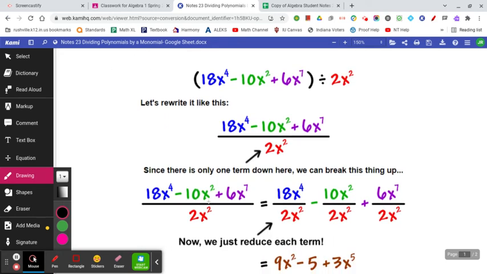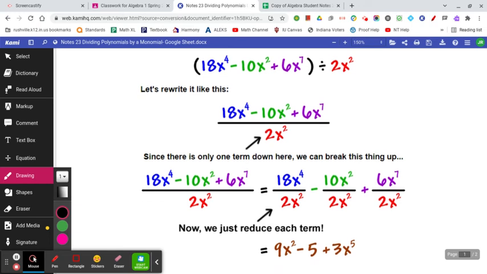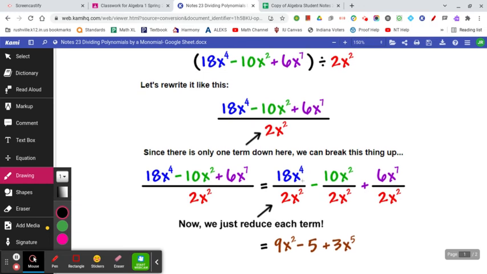Because there's only one term in the denominator, we can break this apart. We can rewrite every single term from the numerator, each being divided by that monomial in the denominator. Then we're going to do what we did last class, and simplify each of these fractions, each of these rational expressions. Treat numbers like numbers: 18 divided by 2 is and always will be 9. But x to the fourth divided by x to the second: if we have 4 x's on top and we're canceling out 2 of them because we have x to the second on the bottom, we're left with x to the second power.